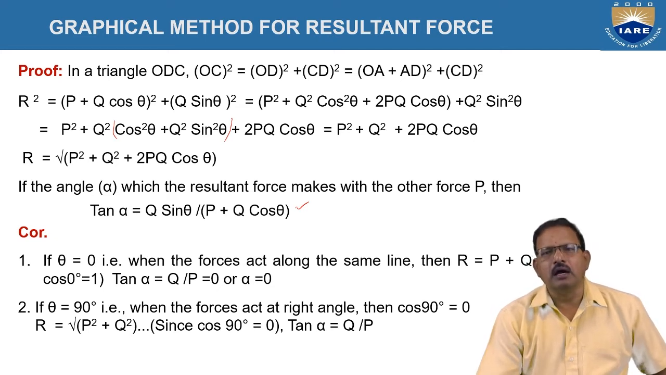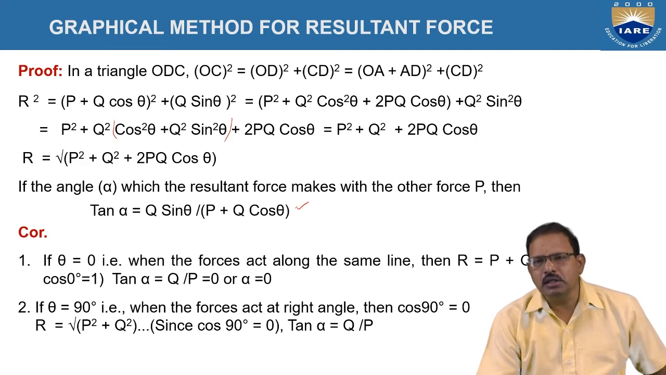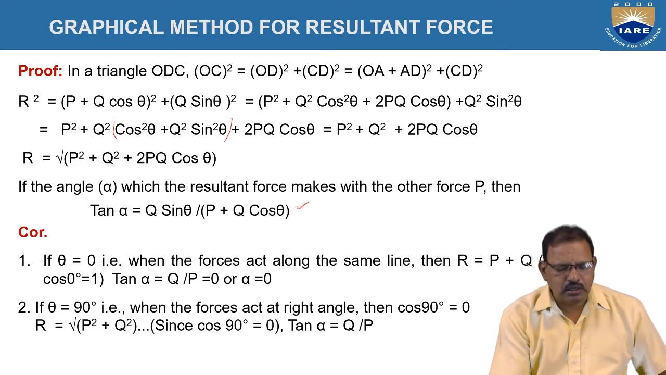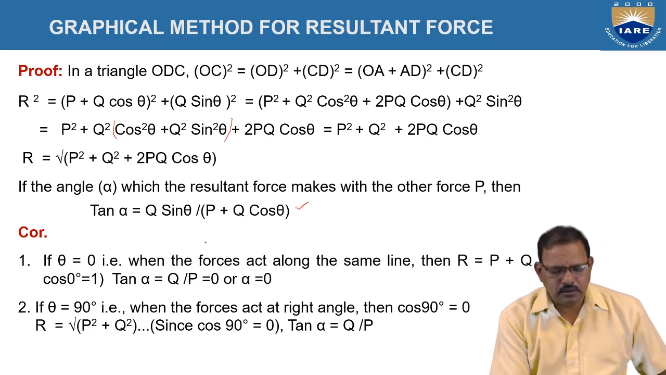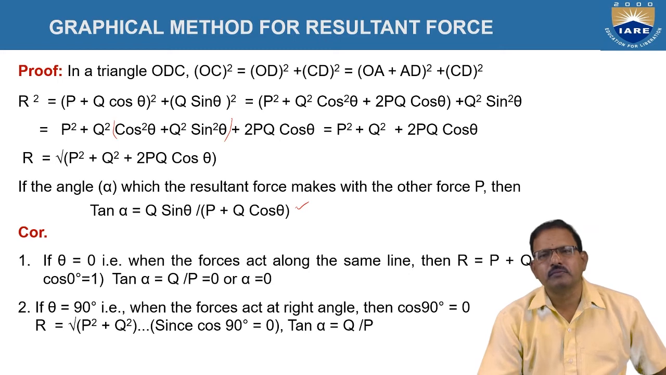If alpha is the angle which the resultant force makes with the direction of one of the forces, P, then according to the trigonometric relations we get tan alpha equal to Q sin theta divided by P plus Q cos theta.